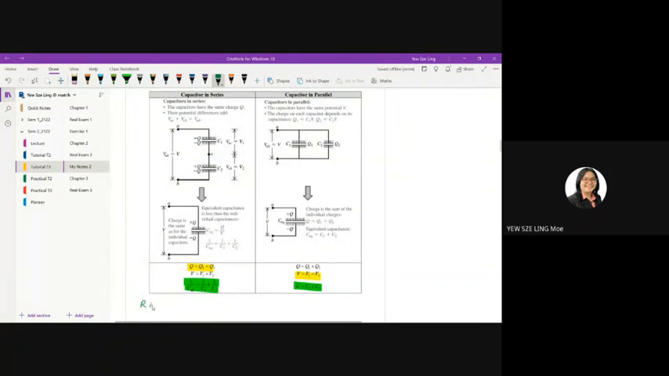For R in series, we calculate R effective by adding up R1 and R2. Whereas for R in parallel, we use R effective equals 1 over R1 plus 1 over R2. So that is the difference between capacitor and resistor. You have to know which one to use in your questions. Don't get confused, don't get mixed up.